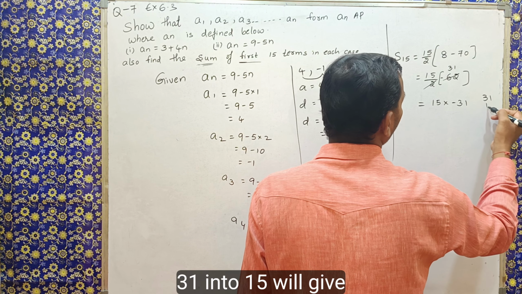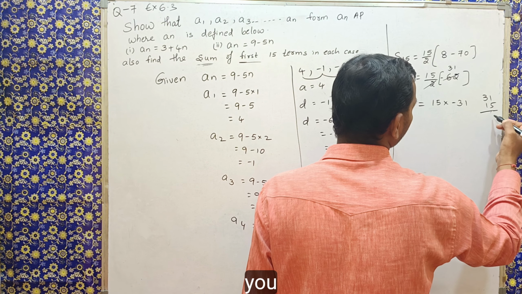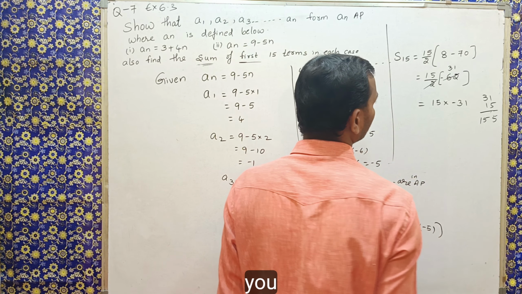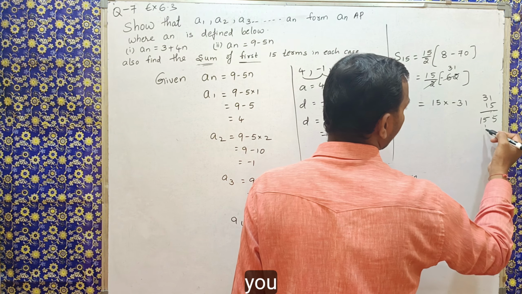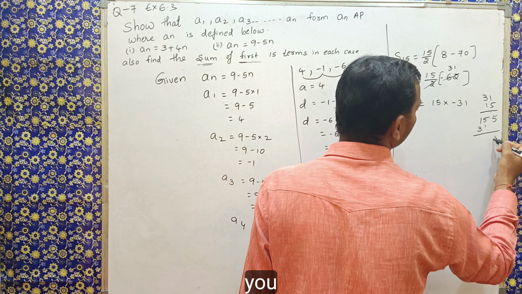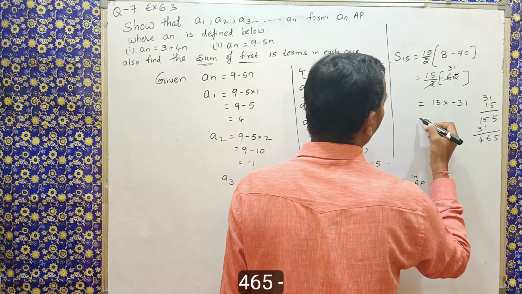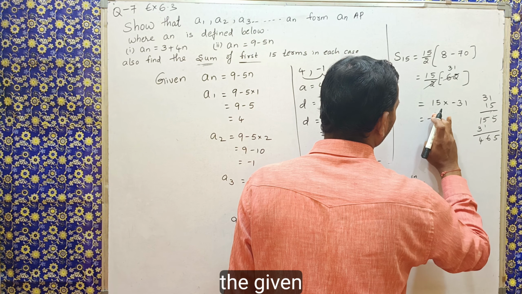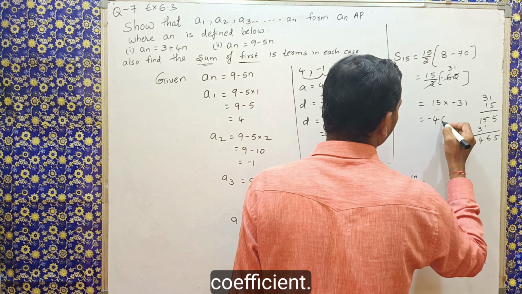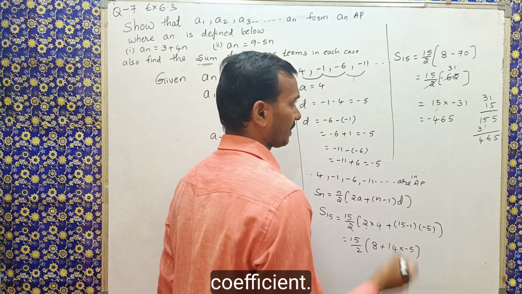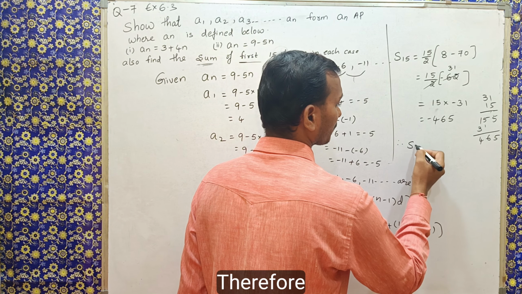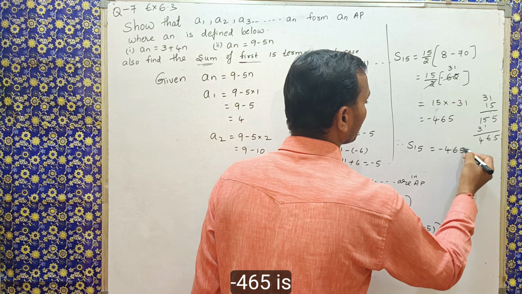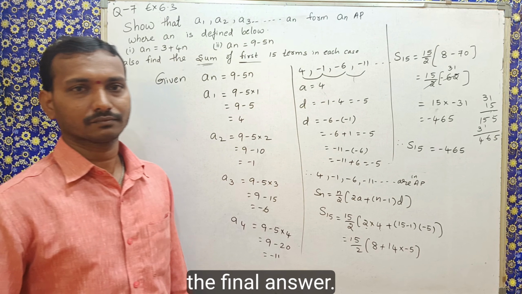That is 31 into 15 will give you 465. Minus 465 is the answer for the given question. Therefore, S15 is equal to minus 465, that is the final answer.